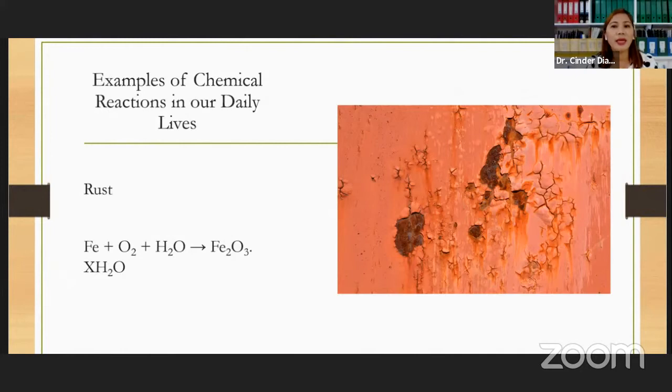Now, what is the chemical equation for the rusting of iron? You have here Fe plus O2 plus water. That will give you ferric oxide and water.